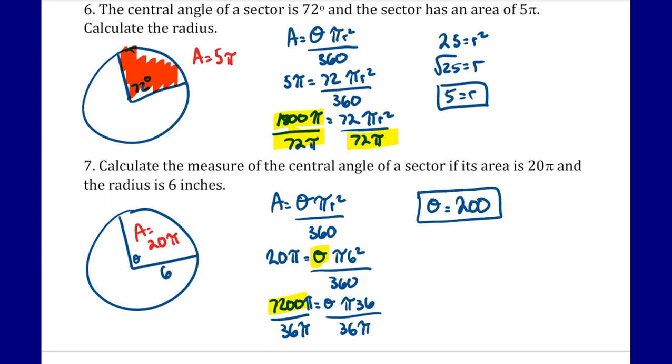And on the other side, I can simplify the 6 squared, which gave me 36. I then went through and said, okay, well, I need to get theta by itself, so I need to divide both sides by 36 pi. Divide the other side by 36 pi. The two numbers divide to 200. The pi's cancel out, so that means theta equals 200. So again, it's just the idea of plugging values in, rearranging the equation, and solving to find the missing piece.